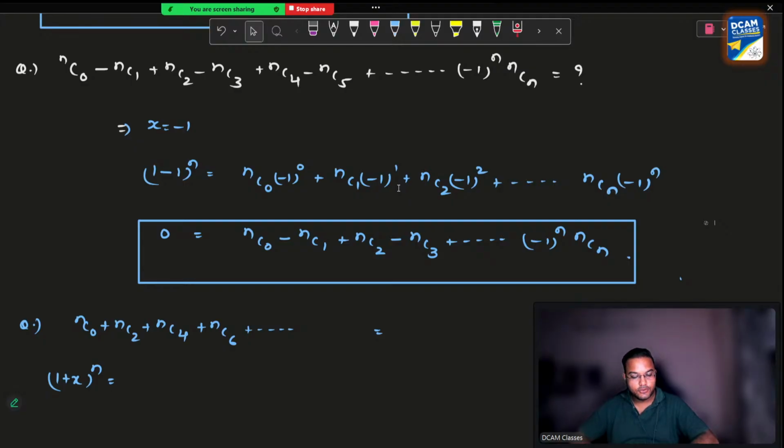Anyone got the idea how to do it? If you have got the idea and are doing it, tell me the answer. If you're not getting the idea, then also you tell me.